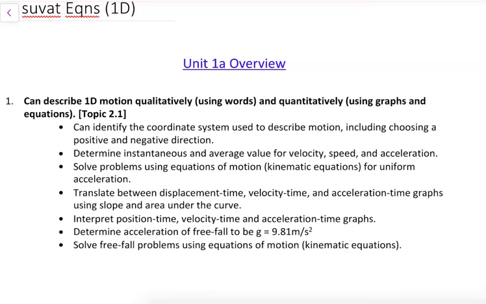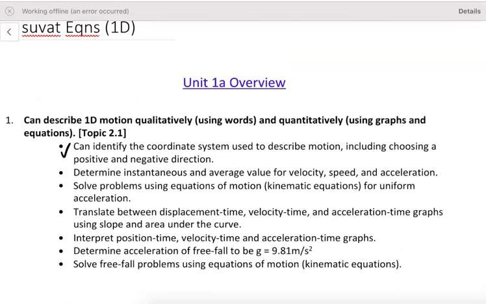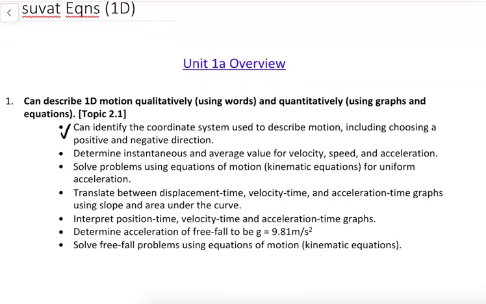So we can identify the coordinate system used to describe motion, including positive and negative directions. We've done that last class with positive and negative graphs. We've determined instantaneous and average value for velocity, speed, and acceleration. We haven't done average acceleration, but it's the same concept as average velocity, so I think we're okay there. Solve problems using equations of motion. That's what we're doing today.